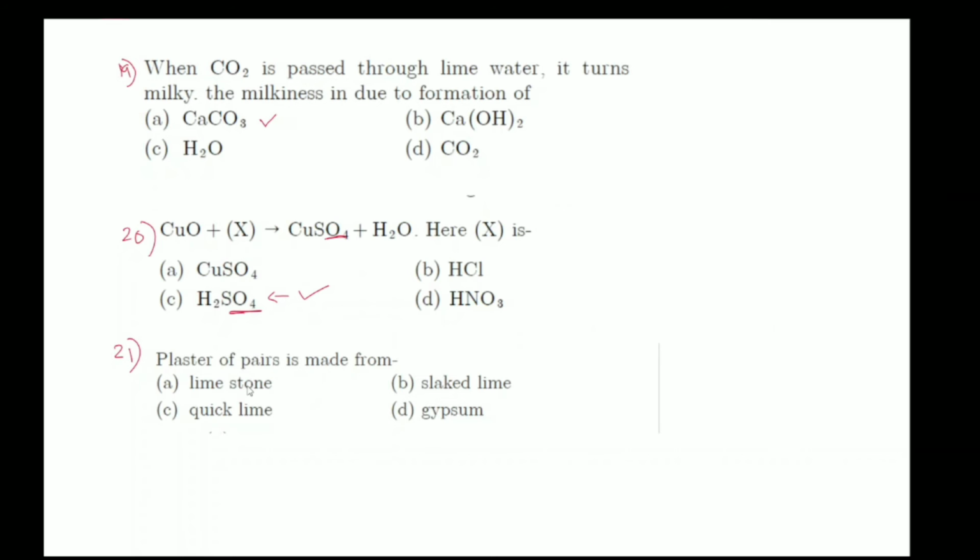Plaster of Paris is made from limestone, slaked lime, quicklime, or gypsum. What is used to make plaster of Paris? We know that it is gypsum. And what is gypsum? It is calcium sulfate dihydrate, with two water molecules. It is heated to decompose to calcium sulfate hemihydrate, it becomes half H2O. So decomposition of gypsum gives plaster of Paris. This is the correct answer.